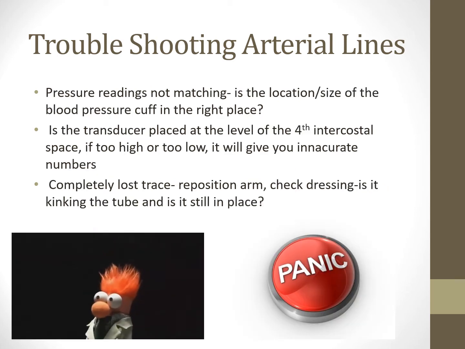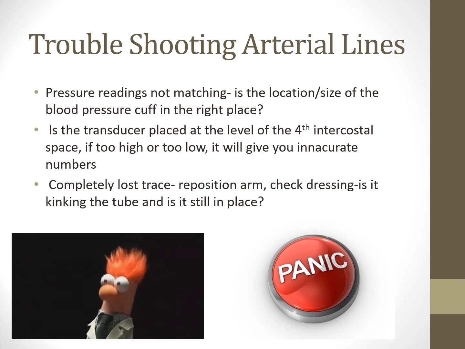So let's talk about that here. If the pressure reading is not matching, is the location or the size of the blood pressure cuff in the right place? Let's say you run a manual cuff and it's different than what your arterial line is. First thing, just make sure, right? These are the simple steps. Look at the cuff. Is the manual blood pressure cuff tiny compared to their arm? Is it ginormous compared to the arm?